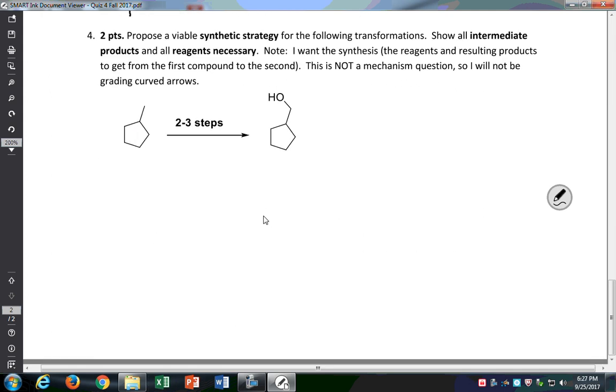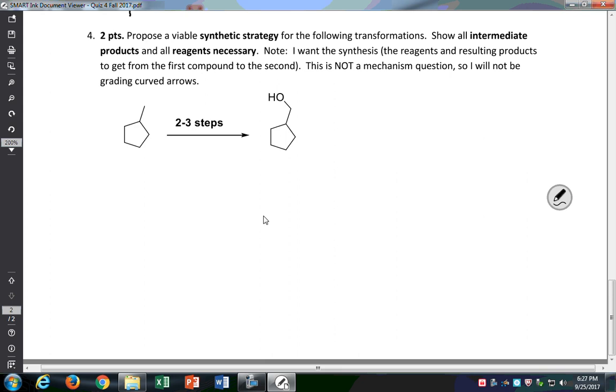Okay, a synthesis. First off, we have the same number of carbons in my starting material and my final product. My difference is an alcohol. What can you say about your starting material? Is it an electrophile, a nucleophile? It's nothing. It has no functionality.